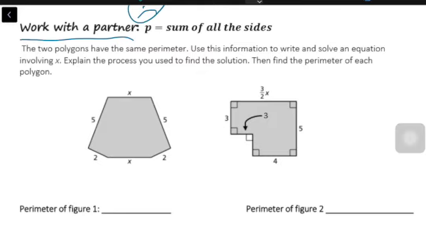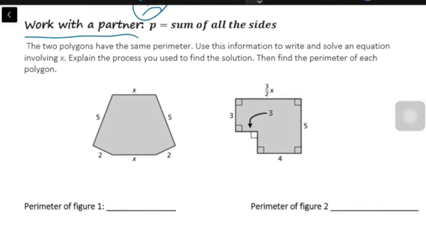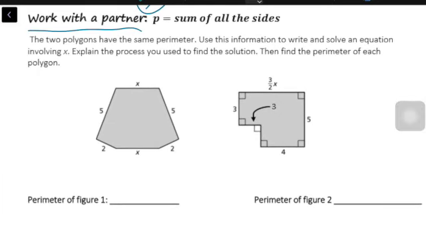It says the two polygons have the same perimeter. Remember, perimeter is the distance all around a shape, all added together. Use this information to write and solve an equation involving x, and then we're going to talk you through the process as we go. So let's start with this shape on the left. I'm going to go ahead and combine like terms as I write my expression for the perimeter. I'm not going to put an equal sign in there yet. I've got 2 x's, and then here's 5, 10, 12, 14. So that one's perimeter is 2x plus 14.